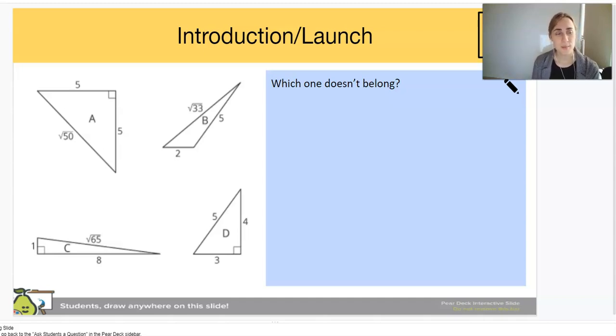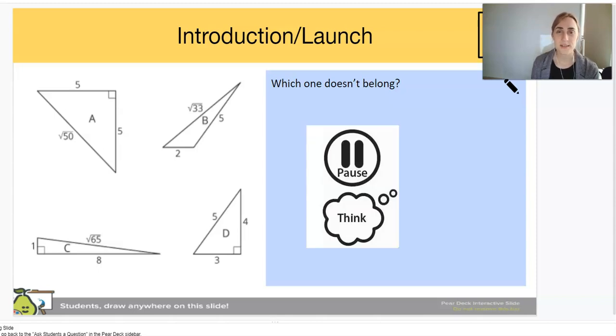So pause and think about your intro/launch activity, and then we'll move on together to our Explore section.